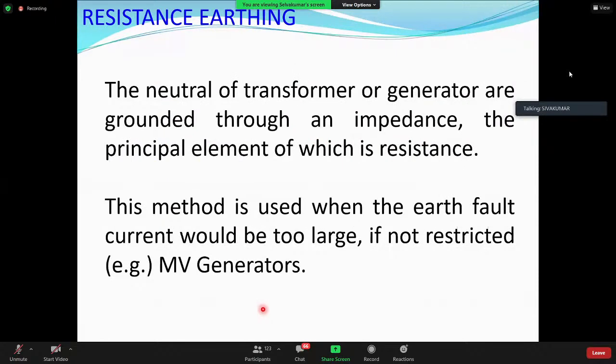Then the next question arises: if solid earthing is so good, so perfect, so safe for people, why should I go for resistance earthing? Resistance earthing, as the name suggests, means the neutral of the transformer or generator is grounded through an impedance. The principal element of the impedance is resistance. We have to use this resistance earthing when the earth fault current, if not restricted through an impedance, will be quite large, like in solid earthing. It will damage the equipment, medium voltage, let us say generators or motors. Now, let me elaborate this.